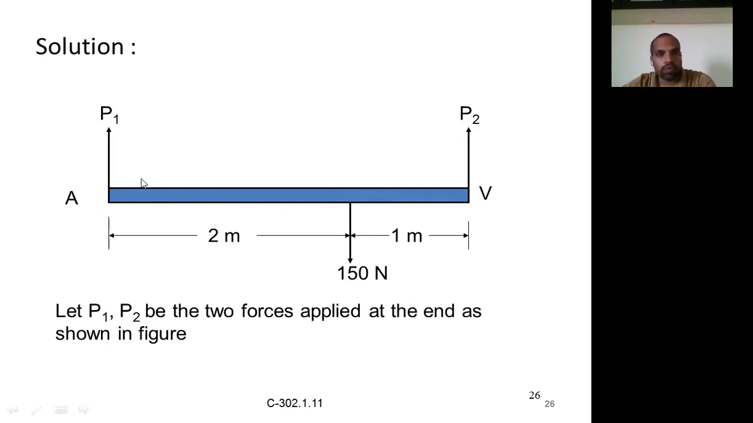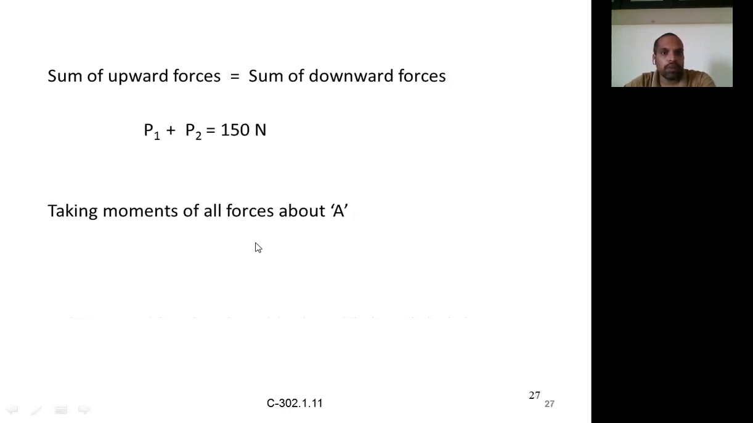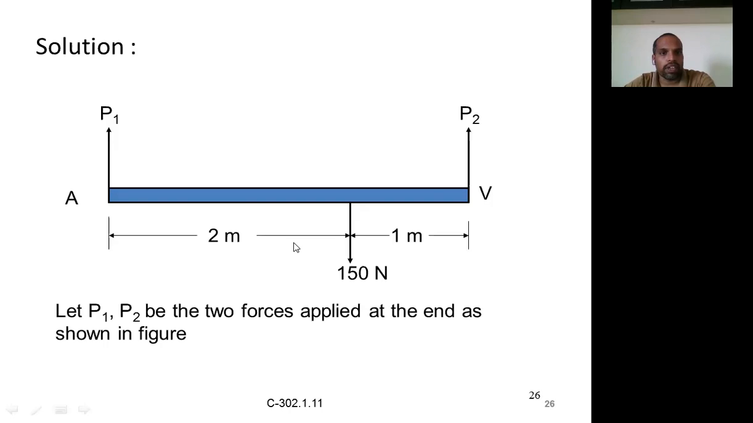So P1 plus P2 is one equation: upward forces equal downward forces. That is sigma V is equal to 0. So P1 plus P2 is equal to 150. That is one condition. Right. The sum of upward forces is P1 plus P2. Now take the moments of all the forces about a point. Let us take about this point here.